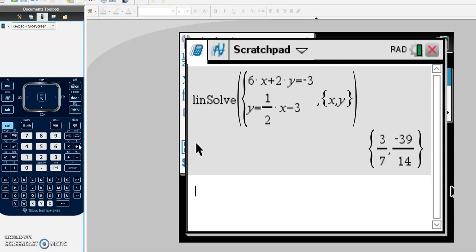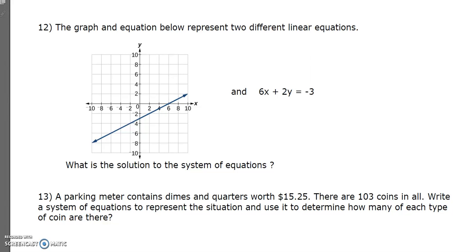So let's go back here, and I'll write that out. So our answer was 3/7 for the x value, and then -39/14. Okay.